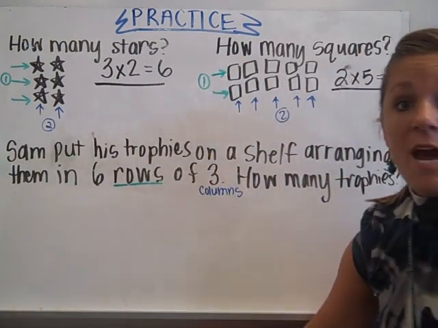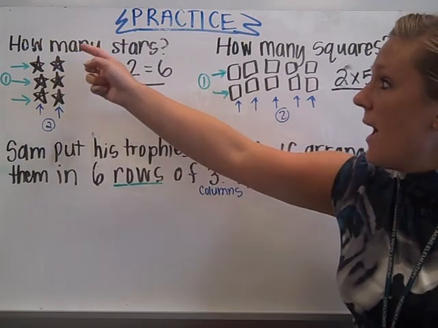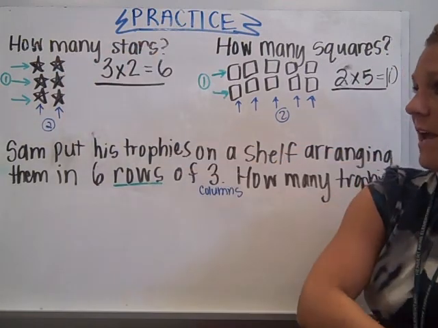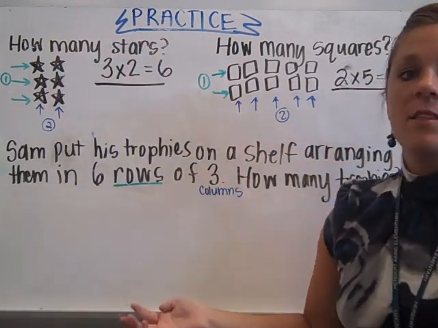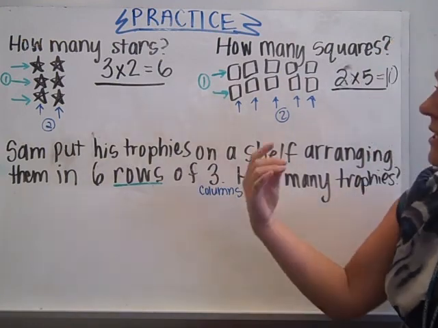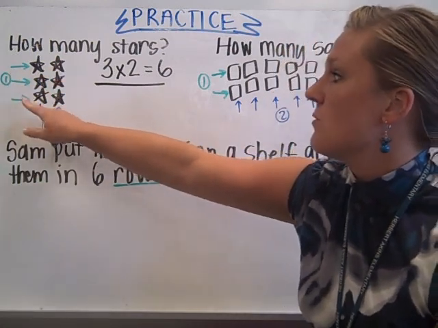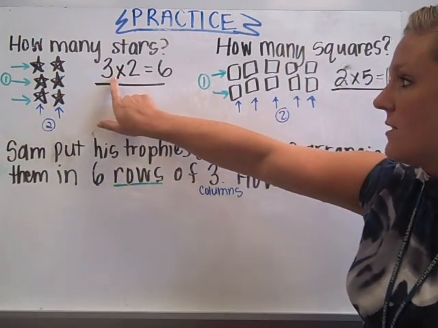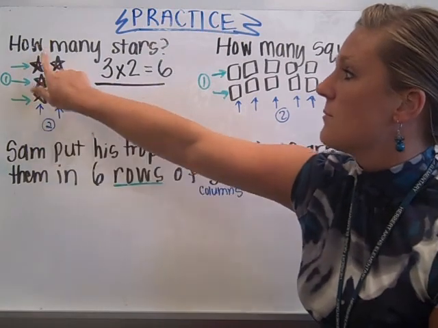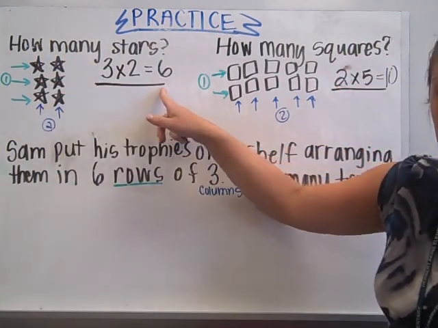Alright, let's do some practicing. So here's an example of an array, and I want to know how many stars. Okay? Now, yes, you can count and see that there are 6, but you need to be able to write the multiplication equation. So again, to remind you, first I need to count my rows, 1, 2, 3. So 3 times my columns, 1, 2. And then you count them and you get 6.